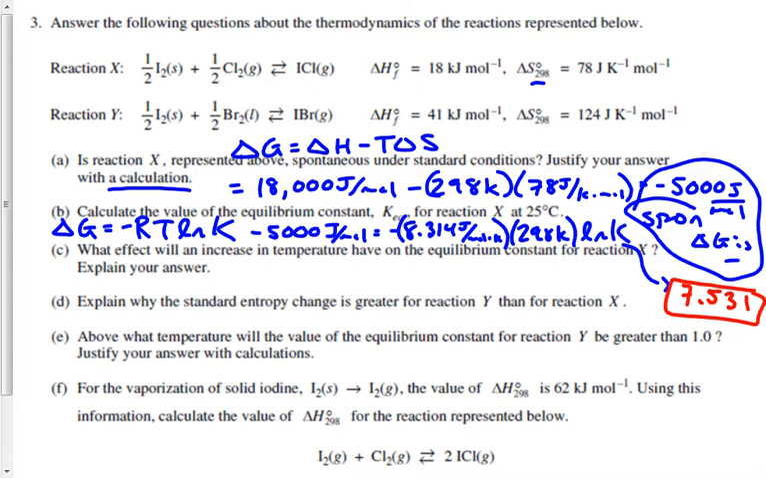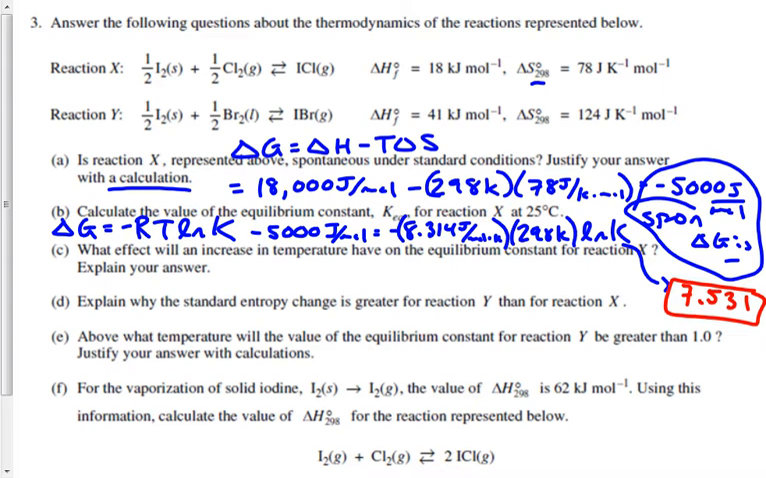Something around 7.531. Technically 8, because if I didn't put a decimal after my negative 5,000, it's 1 sig fig. Probably not a problem you're caring about too much. Okay, that's only 1 point though.